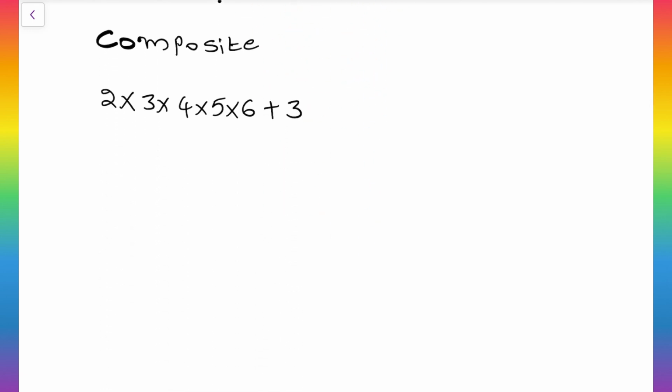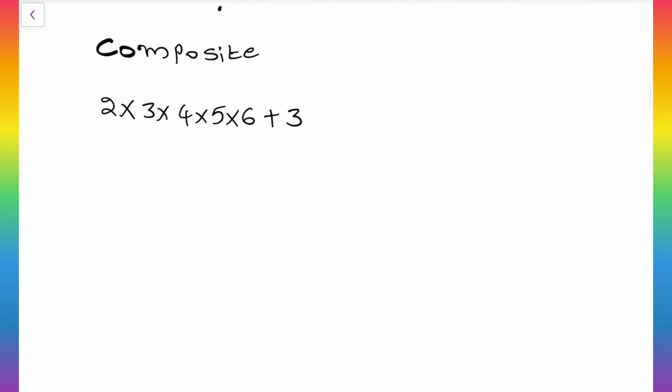Next, one of the important types of questions is checking whether the given number is a composite number or not. First of all, before going to that, what exactly does a composite number mean? If a number has more than two factors, what are those factors? 1 and the number itself. If any number has more than these two factors, then that number is considered a composite number.